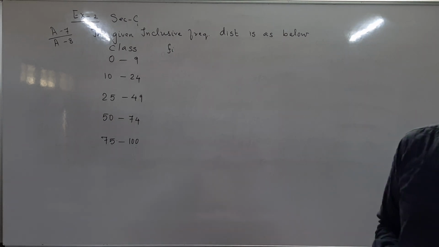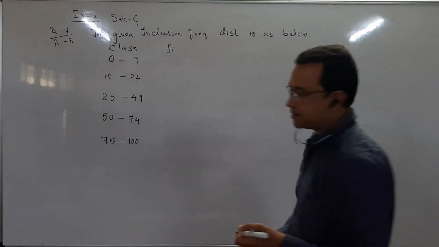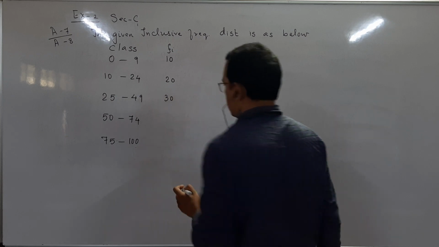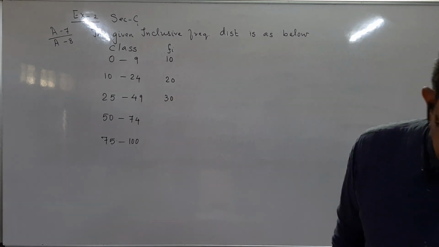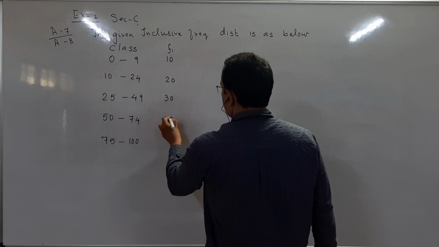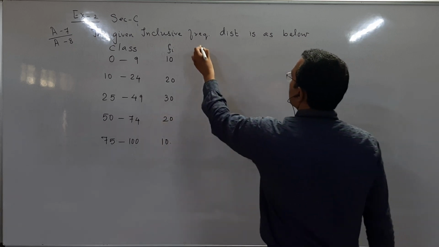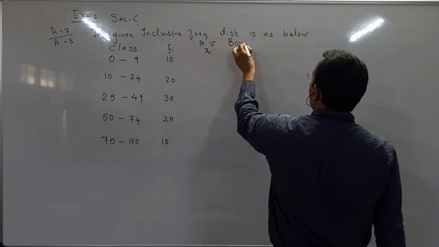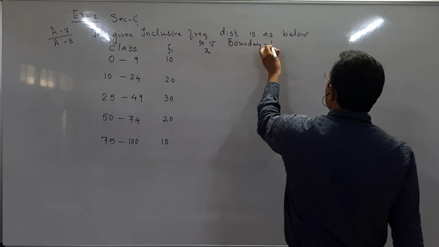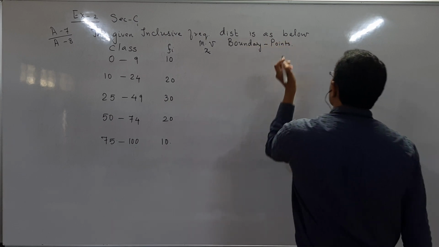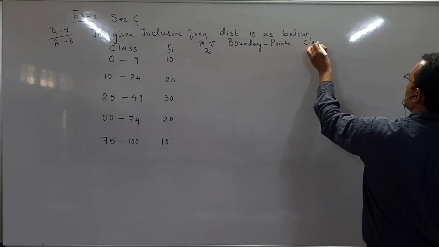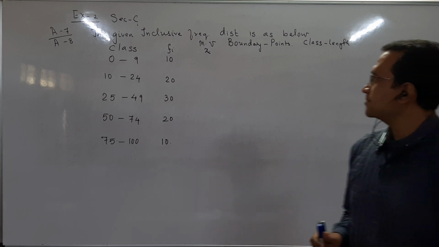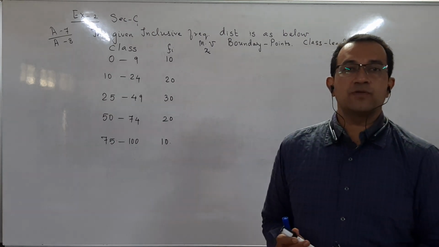Now, frequencies are 10, 20, 30, 20 and 10. Okay, first we will find mid values, then we will find boundary points, and last, students, we will go for class length.